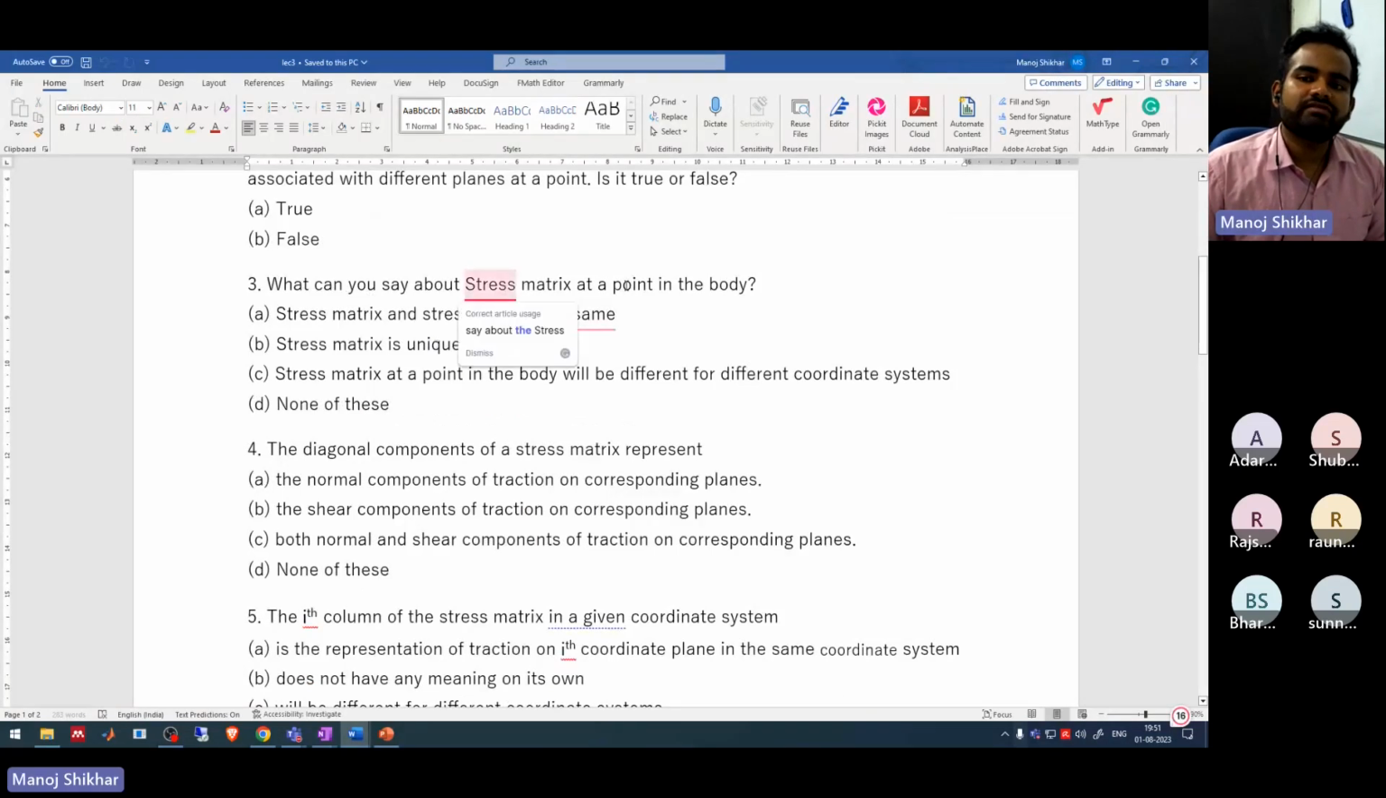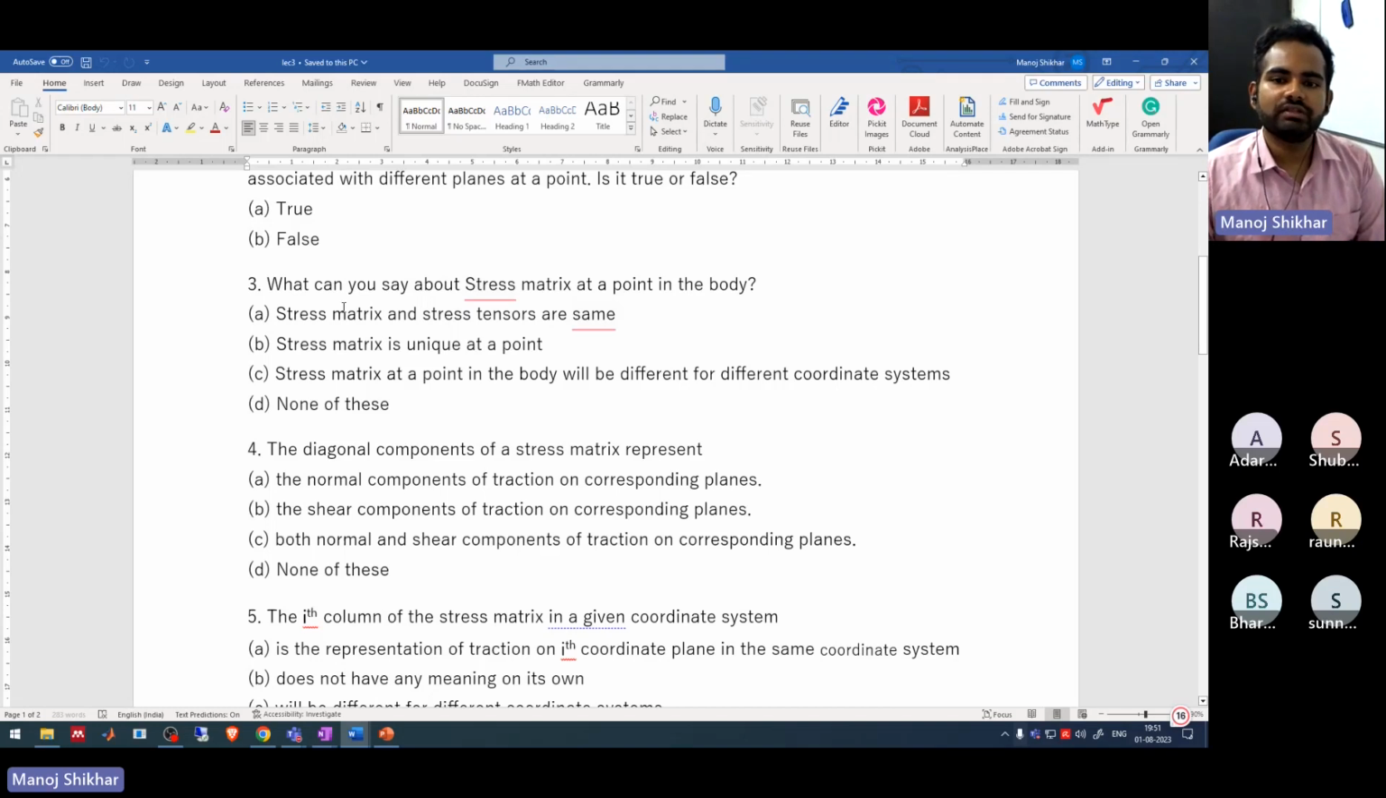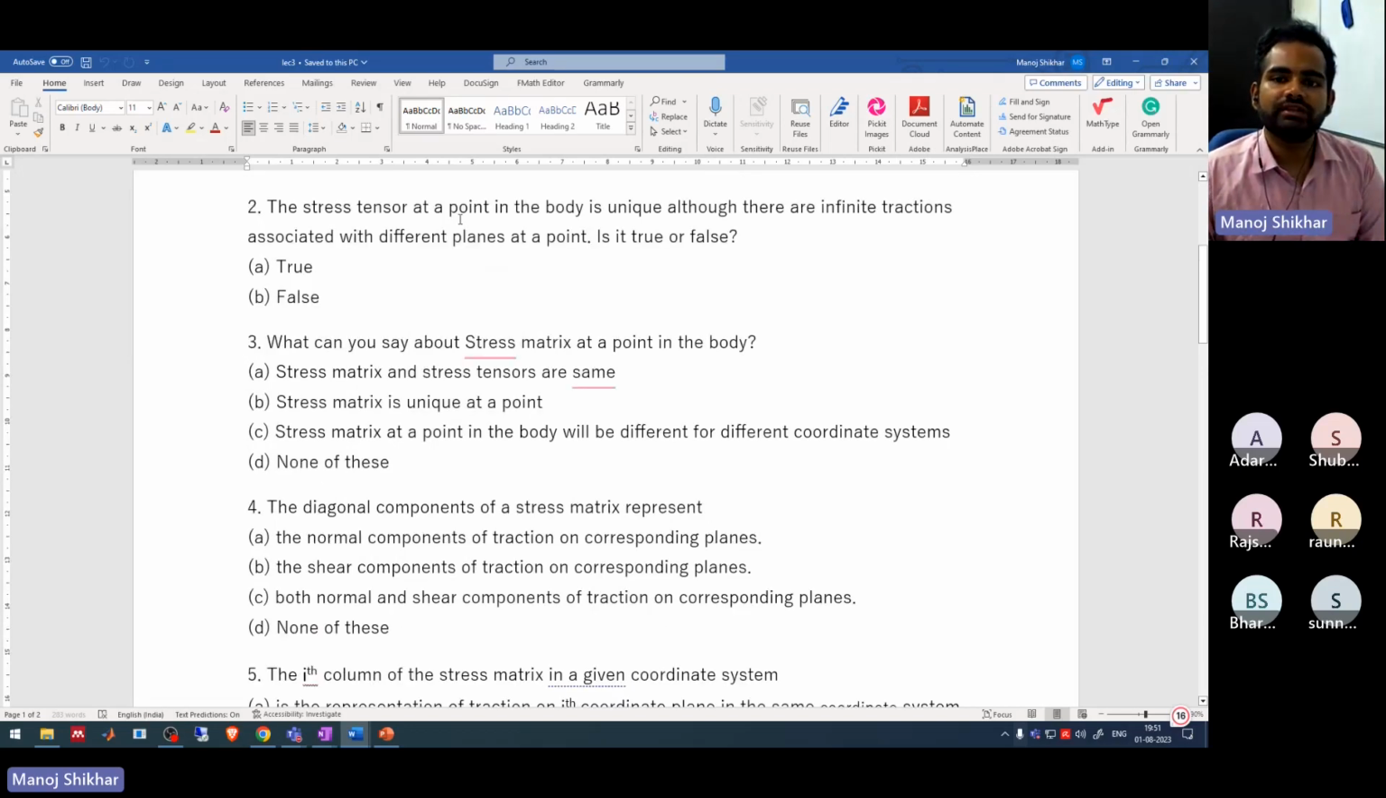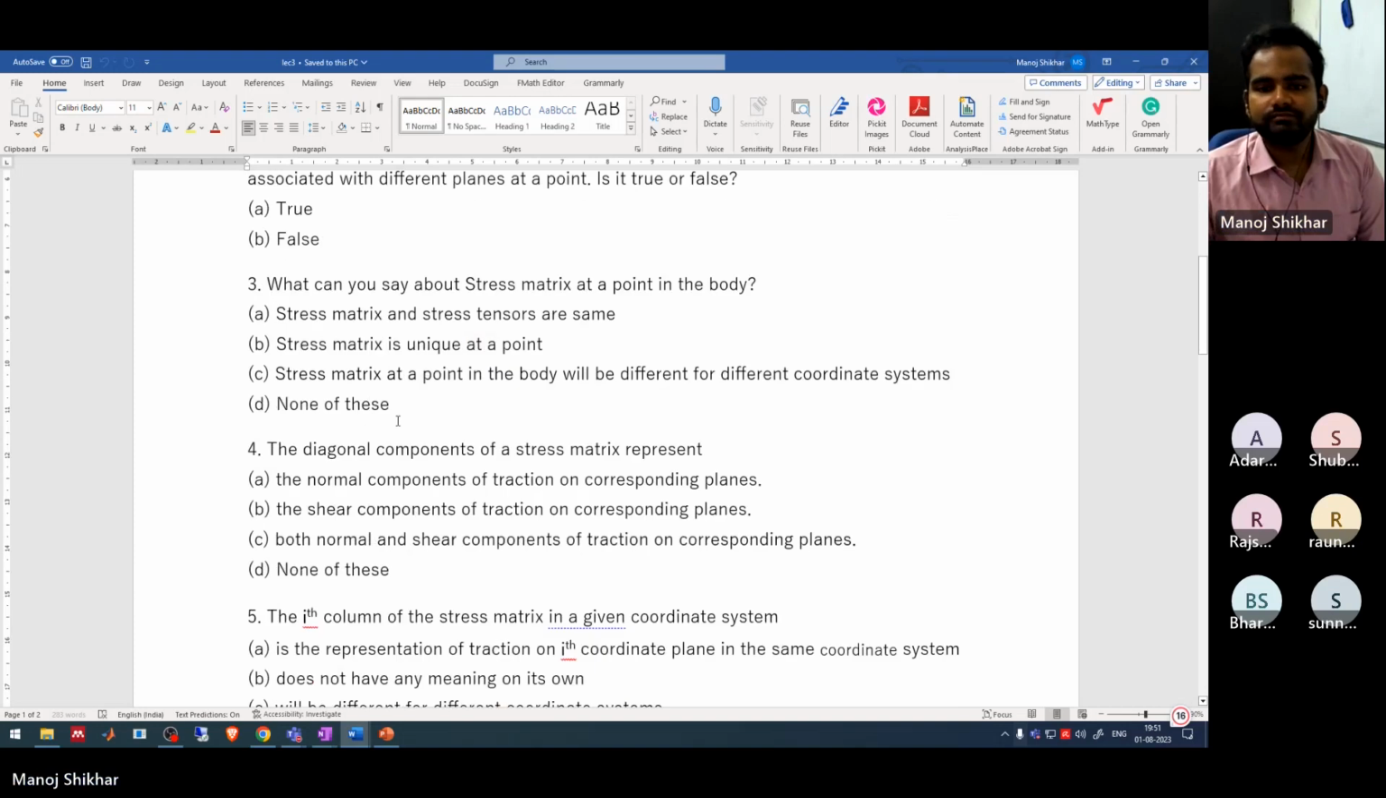What can you say about a stress matrix at a point in the body? The first option is stress matrix and stress tensors are the same. No, stress matrix actually depends upon the Cartesian coordinate system. Stress matrix is unique at a point. No, matrix is not unique. Stress tensor is unique. Stress matrix at a point in the body will be different for different coordinate systems. So of course, matrix representation will be different, but the tensor will be the same. So answer C is correct.